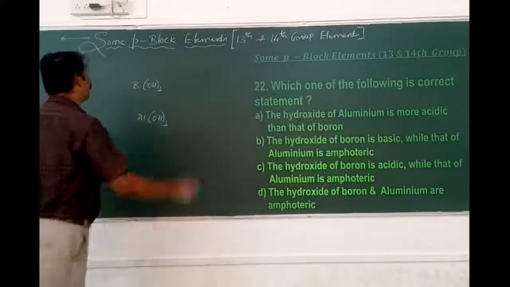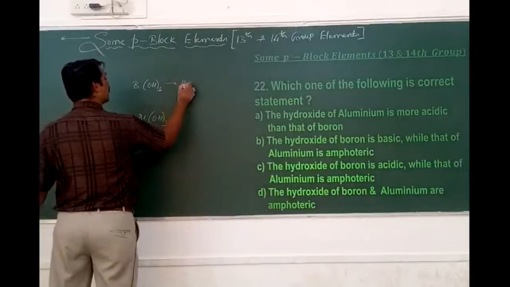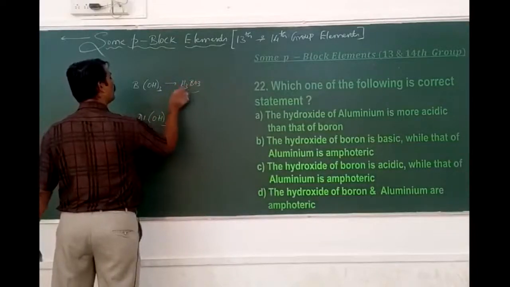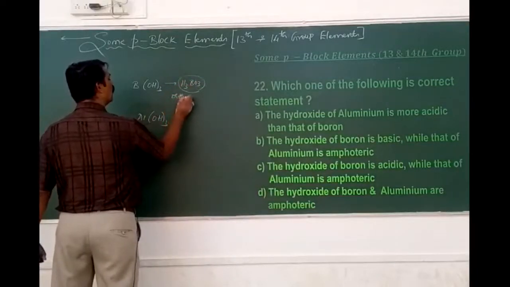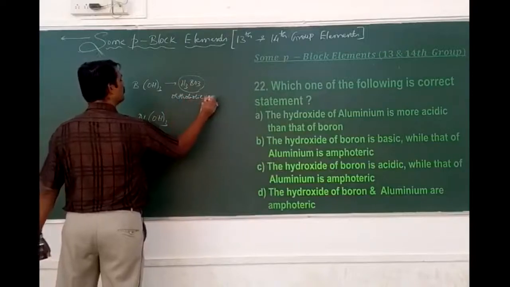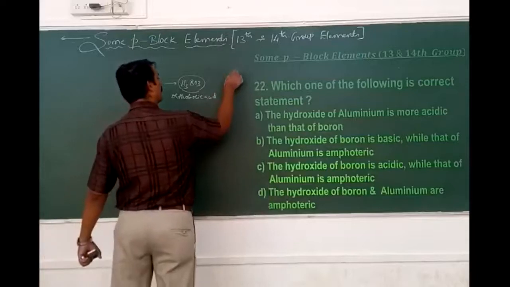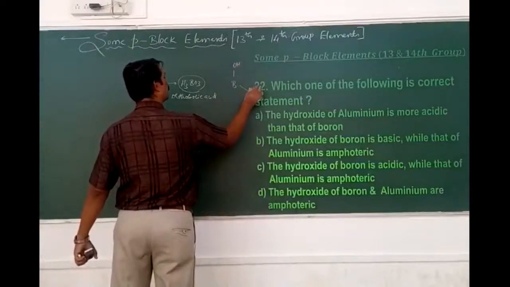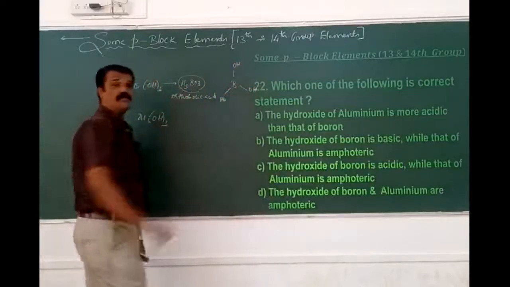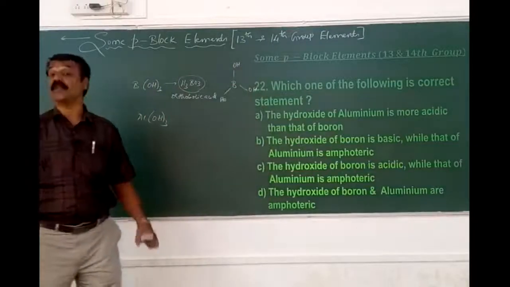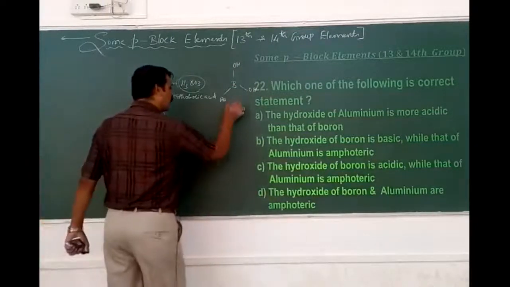No. So here it is mentioned as H3BO3. It is called orthoboric acid. What acid is this? Orthoboric acid. Means B is surrounded by OH here, OH here, OH here. But these are not replaceable here.